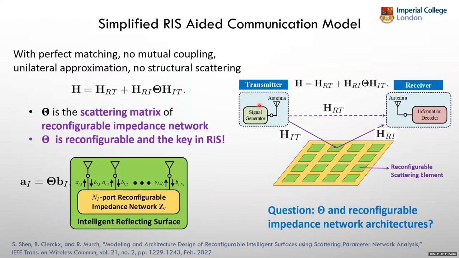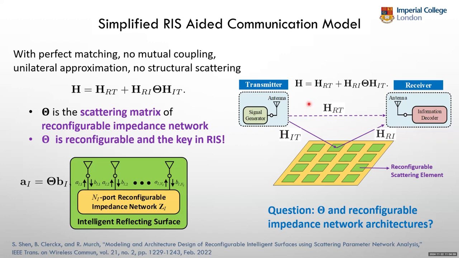Now, if you make a lot of assumptions, you end up with these channel models that people are very familiar with in communications, where you say, if I have a transmitter, a receiver, and a RIS, my channel matrix is a direct path, H_RT, plus a channel H_IT between my transmitter and the RIS, then the scattering matrix of the RIS, theta, and then the channel between the RIS and the receiver. We're all familiar with this model.